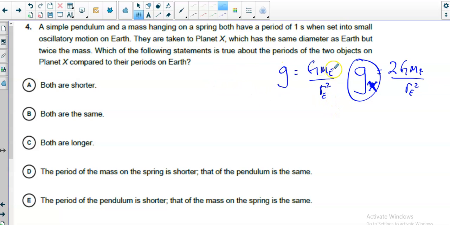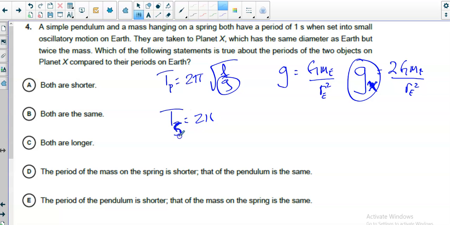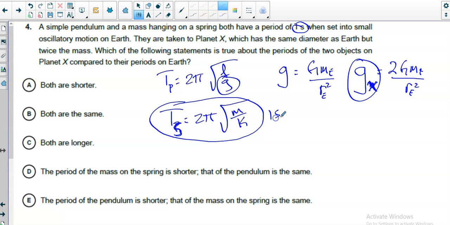Which of the following statements is true about the periods of the two objects on planet X compared to their periods on Earth? All right, so if we remember, the period for a pendulum, 2 pi square root of L over g, does depend on g. But the period for a spring is 2 pi square root of m over k. It does not depend on g. So this would still be 1 second. The spring would be.